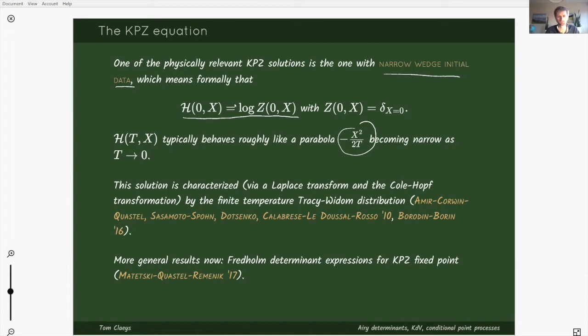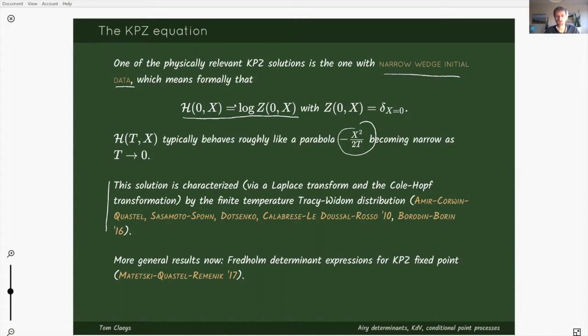And what is important for us is that this solution is characterized by the finite temperature Tracy-Widom distribution. In fact, the finite temperature Tracy-Widom distribution is a Laplace transform of the solution to the stochastic heat equation. So it's not a very direct connection, but it's a characterization. It's an identity, and the finite temperature Tracy-Widom distribution contains all the information about the distribution of this solution to the KPZ equation.